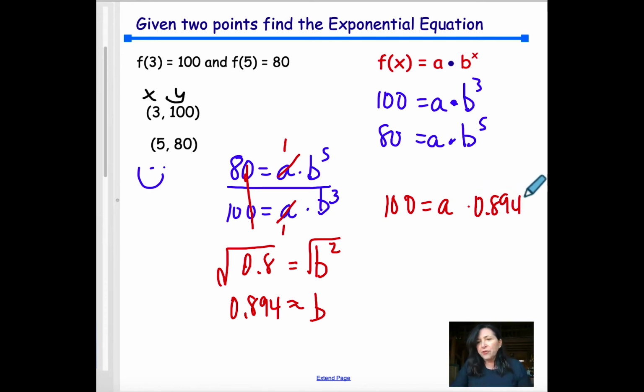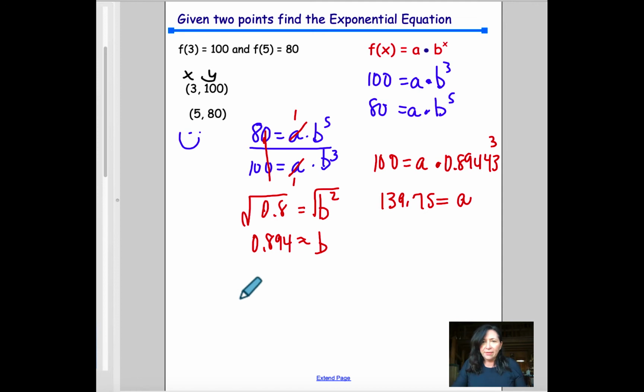And the more values you put here is better, of course, but that's to the 3rd power. So now we are going to take this number here to the 3rd power, and I'm going to divide 100 by that answer to get a by itself. So in doing that, it's going to be 100 divided by the second answer, but that value is to the 3rd power. Okay, let's see what we get there. 139, so a is approximately 139.75.